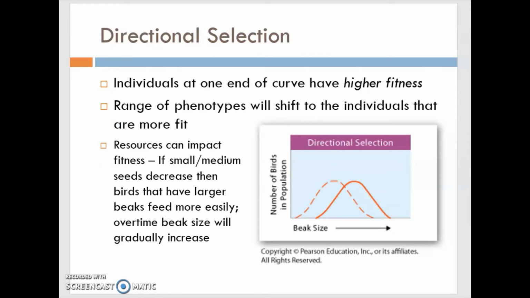For directional selection, we're looking at phenotypes where individuals on one side of the curve have better fitness than the other. If we were going from beak size small to large, this would be an example where a larger beak size helps the bird to survive more. And so the population in general would shift to having a beak size that is larger than usual.